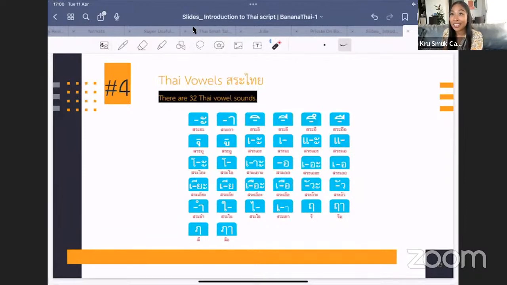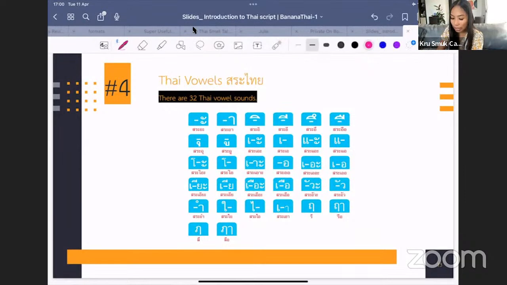That sounds a lot, doesn't it? Because in English you have A, E, I, O, U, right? It's very simple. But in Thai we have 32. But don't let this fool you. Don't let this scare you, because half of it is just like a long version of a sound.